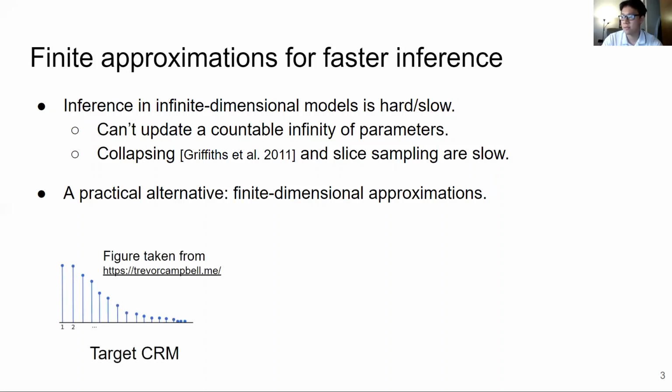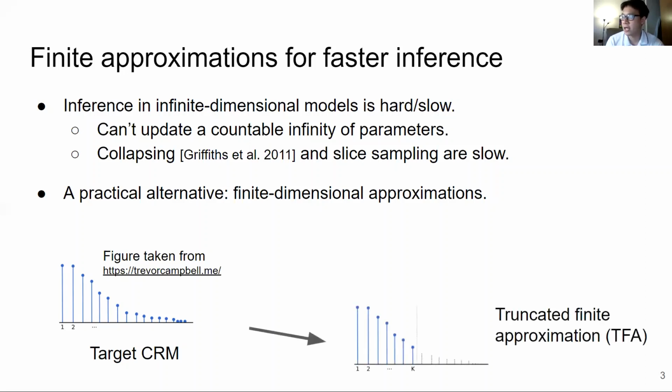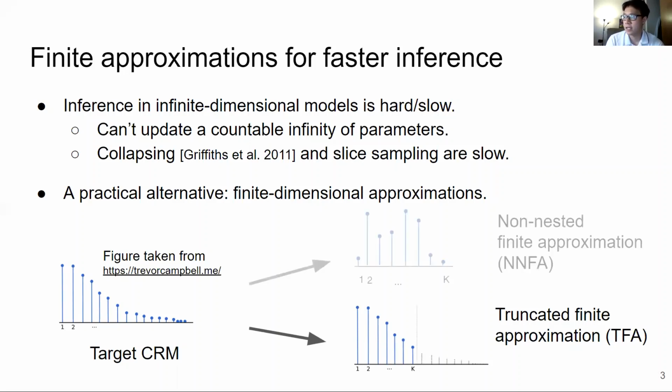2 common finite approximations are nested or truncated finite approximations, or TFAs, and non-nested finite approximations, or NNFAs. The left figure shows the atoms of a CRM in a particular order. The TFA truncates those atoms after a certain point. NNFAs generate rates with IID draws in comparison. They use a direct approximation to the rate measure governing the CRM rather than a truncation. We call NNFAs non-nested, since the finite models of larger order don't contain smaller ordered models, unlike TFAs.